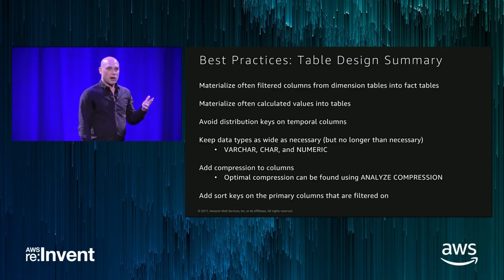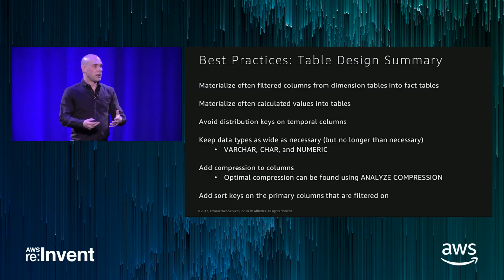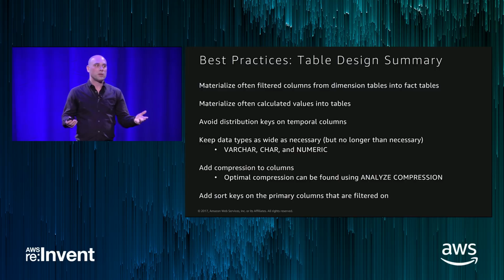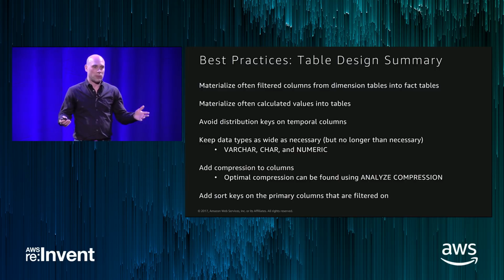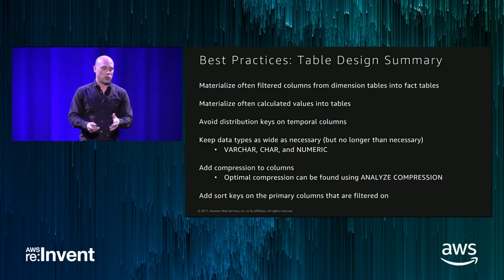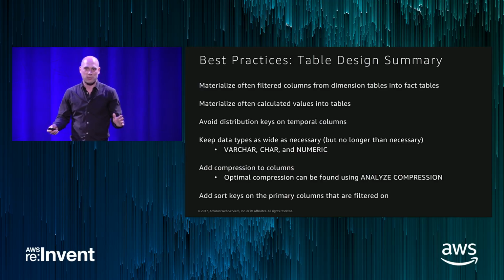Varchars, chars, numerics are data types where you can actually set the length. Keep them as narrow as you can. Redshift does a great job. It will store them as efficiently whether you declare it a varchar 1000 or a varchar 2. It's going to take up the same amount of space.